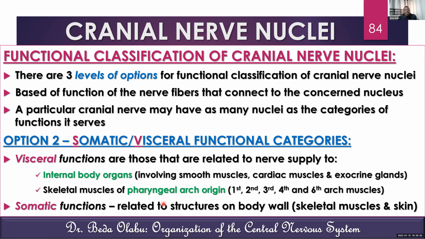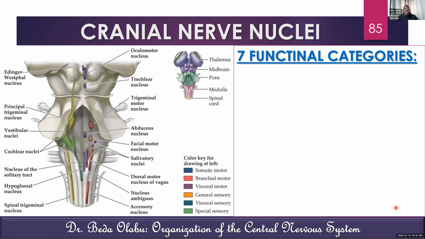And when we call it somatic, it's easier to say the rest will now be qualified as somatic. But if you are to define that, somatic is related to body wall. And so generally, the things to do with the rest of innervation of skeletal musculature and the innervation of receptors, which are on the skin, basically belong to the somatic category. So with that template in mind, we can now talk about the seven functional categories of cranial nerve nuclei.